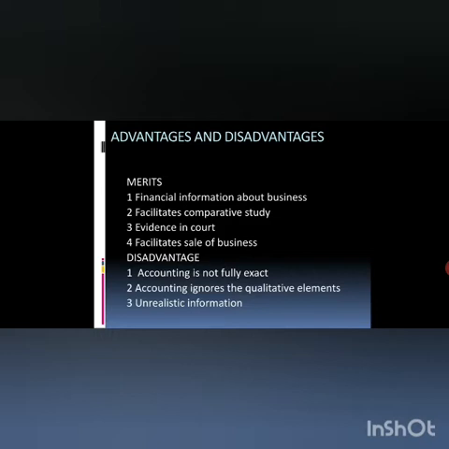Accounting ignores the qualitative elements, means it is confined to only monetary terms. Monetary terms means only money terms are accepted, like quality of skills of management, staff, industry relations, public relations are ignored. Now, third point, unrealistic information means it is taken that business will continue for a foreseeable period. Future going concern concept also tells us the same.